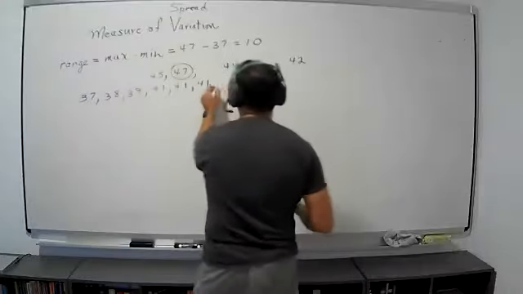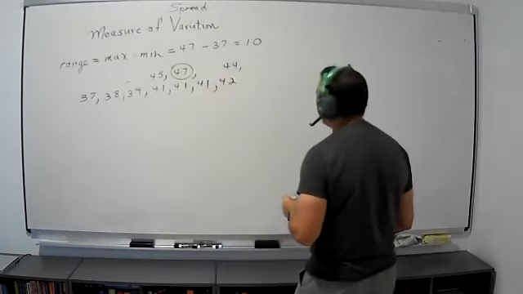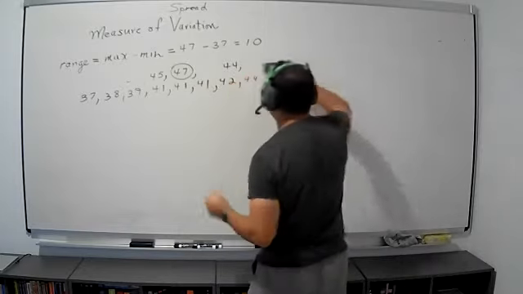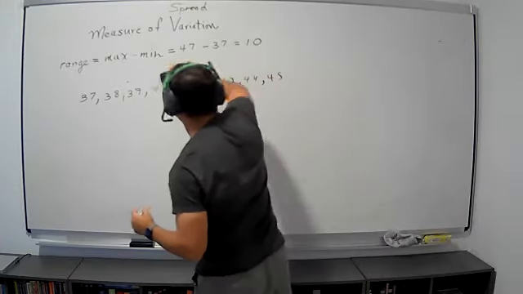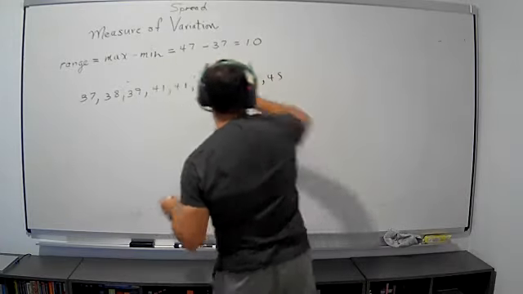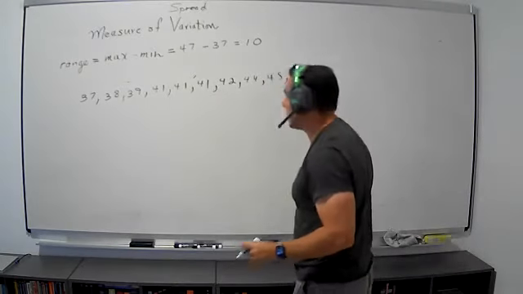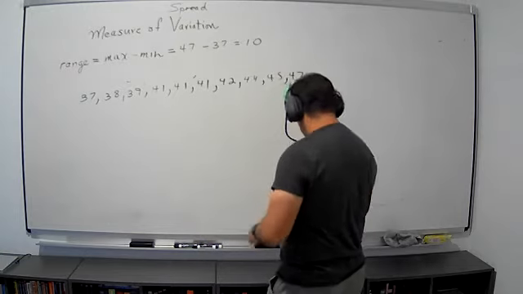Three. How many 42s do I have? Just one. How many 43s? No. 44s? Yes. 45s? And 47. Now, obviously, when they're in order, it's much nicer. You can figure out the range real quick. I'm going to erase the range and rewrite the numbers up top.